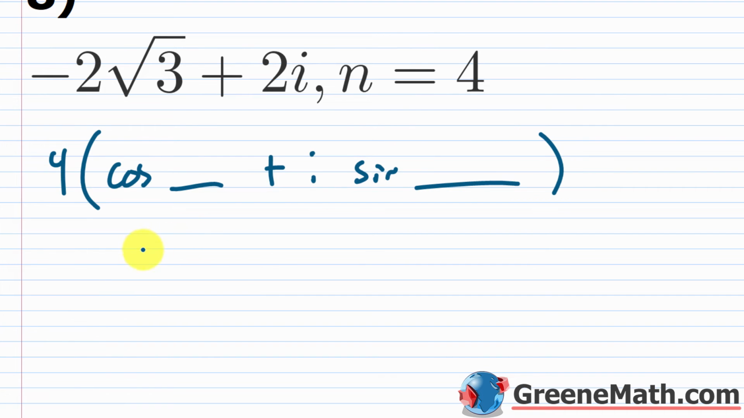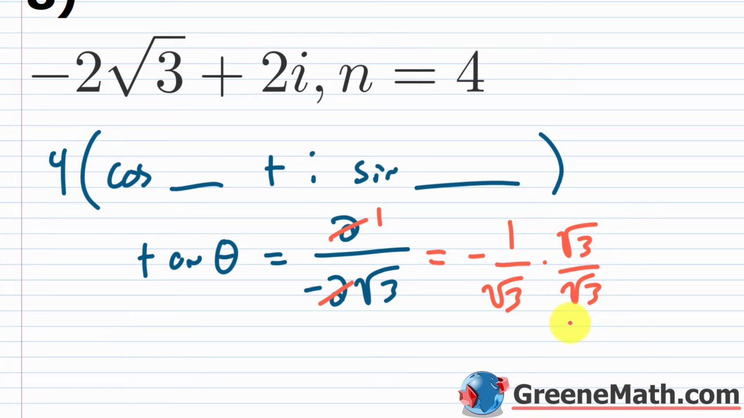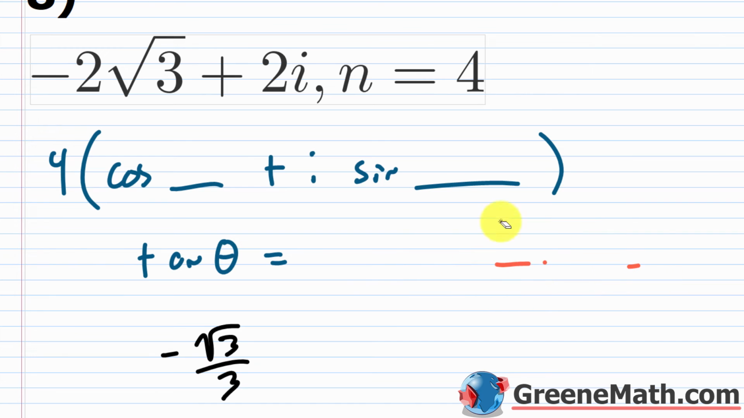So for theta, we'll say that the tangent of theta is equal to, again, the imaginary, which is 2, over the real, which is negative 2 times square root of 3. So let's cancel this with this. And this is going to end up giving me, let me put a 1 up there, negative 1 over square root of 3. So this is times square root of 3 over square root of 3 to rationalize the denominator. So this equals the negative of the square root of 3 over 3. All right, let me get rid of all this.